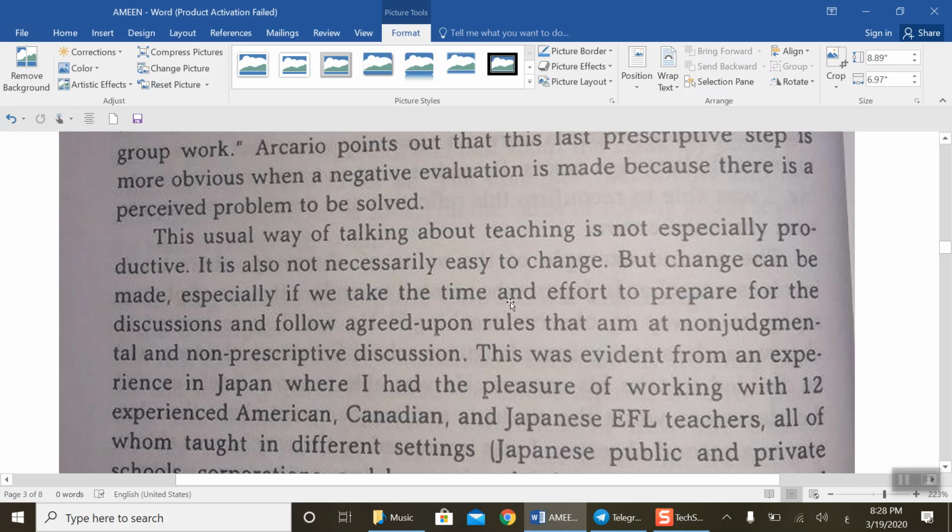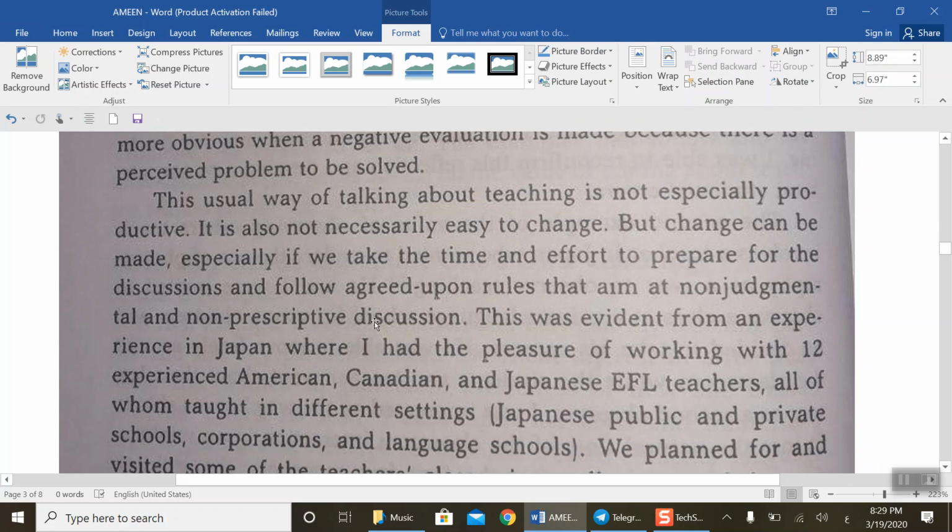This is the point we have to follow: prepare for discussions and follow agreed upon rules that aim at non-judgmental and non-prescriptive discussion. Okay? The writer will talk to us about this point, non-judgmental and non-prescriptive discussion.